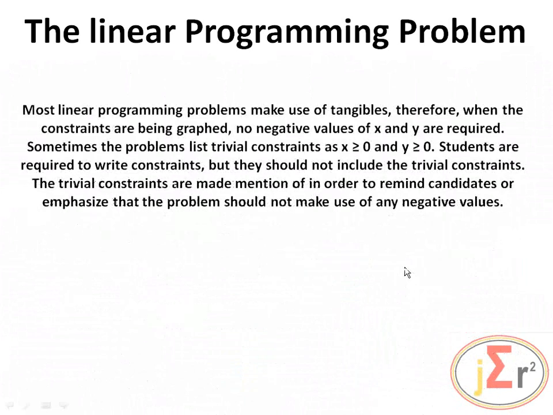Most linear programming problems make use of tangibles. Therefore, when the constraints are being graphed, no negative values of x and y are required. Sometimes the problem lists trivial constraints as x is greater than 0 and y is greater than 0. Students are required to write constraints, but they should not include the trivial constraints. The trivial constraints are made mention of in order to remind candidates or to emphasize that the problem should not make use of any negative values.